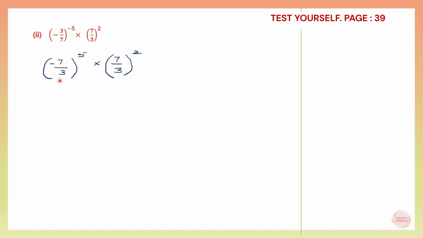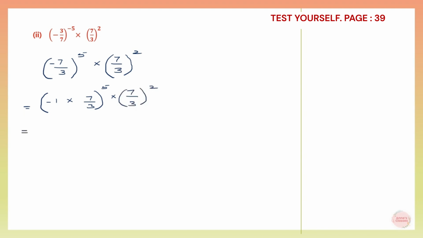Now this one, to make it positive like this, we have to remove the minus sign, isn't it? So what can we do? We can write it this way. We can say minus 1, we can write it as minus 1 into 7 by 3, the whole thing raised to the power of 5 into, this remains the same, 7 by 3 raised to the power of 2.